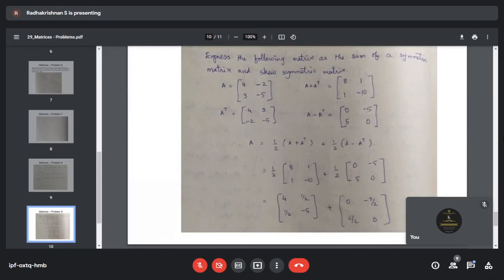Sir, we only need the answer for A, right? Yes, now we have written A as the sum of these two matrices, right? If you see, this is a symmetric matrix and this is a skew-symmetric matrix. And if you add the two, you will get the same as A. Check it. Yeah, 4 plus 0 is 4, right?